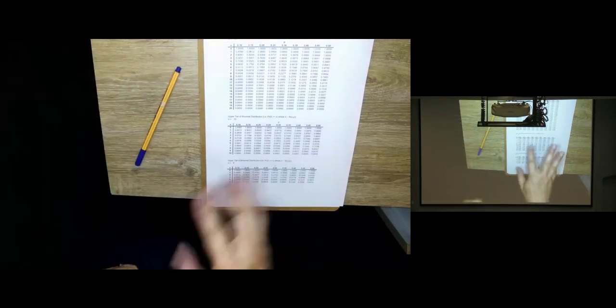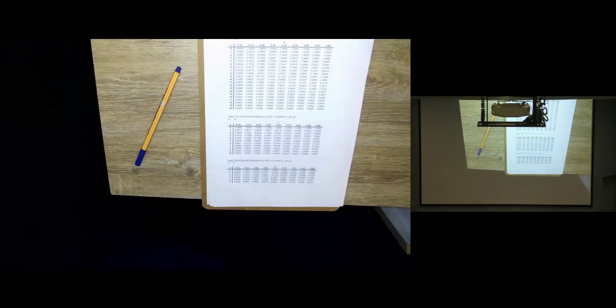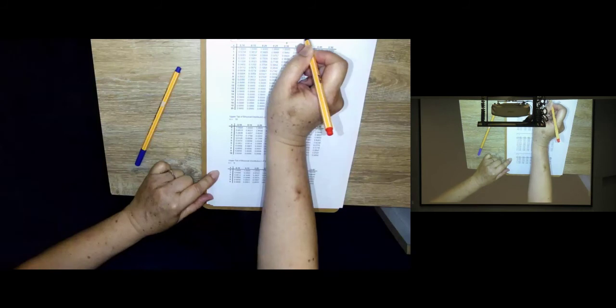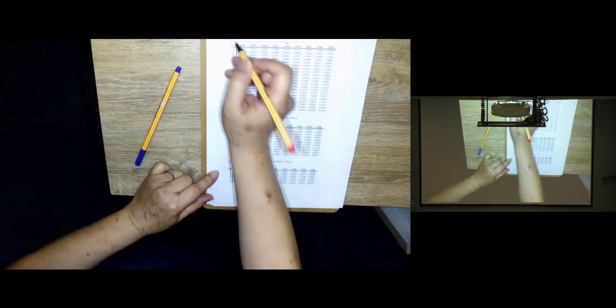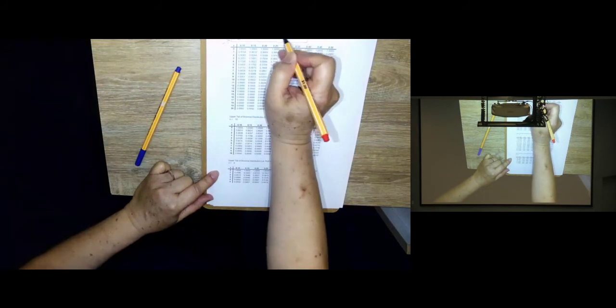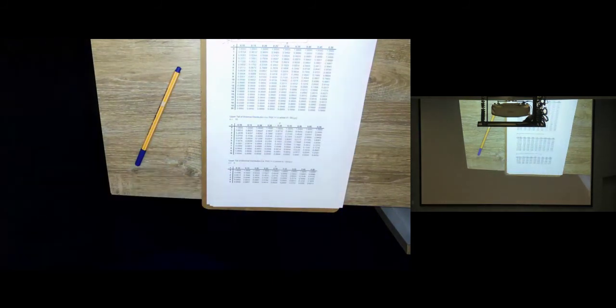So whenever you come across a table, the most important thing is to read the caption of the table. So this is n equal to 20. The other important thing is this is here. Okay, this is measuring the upper tail probability.